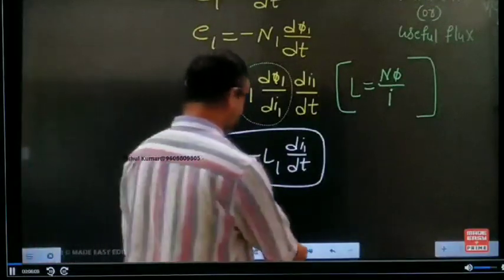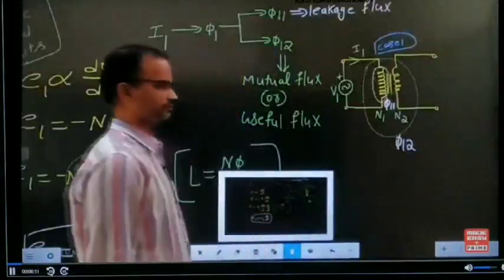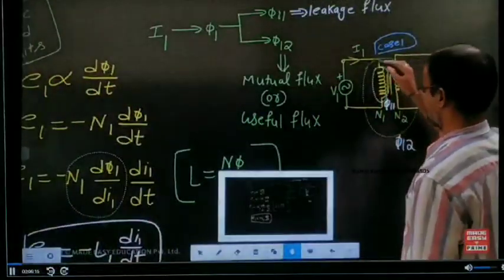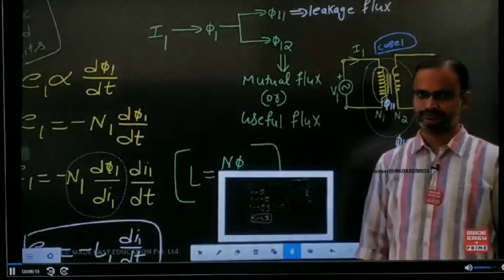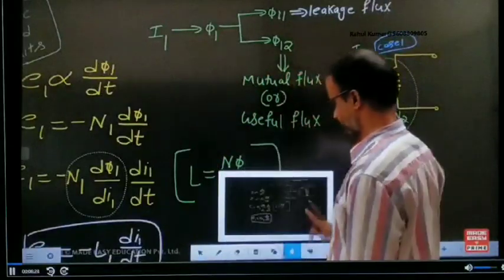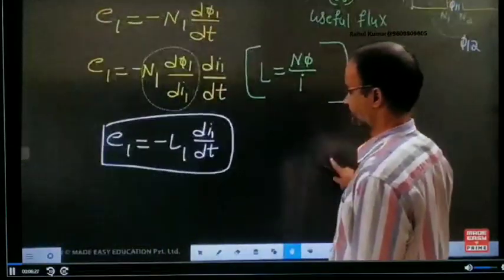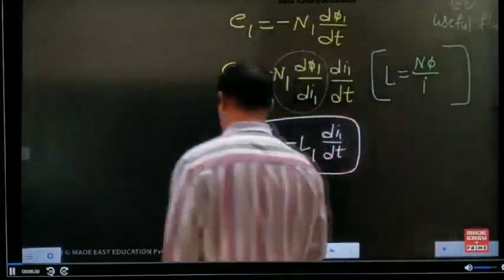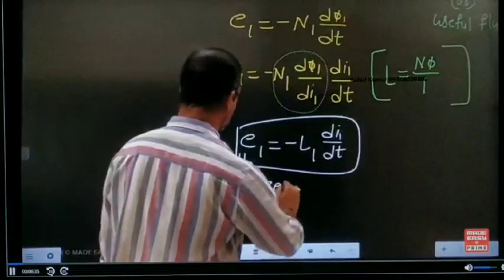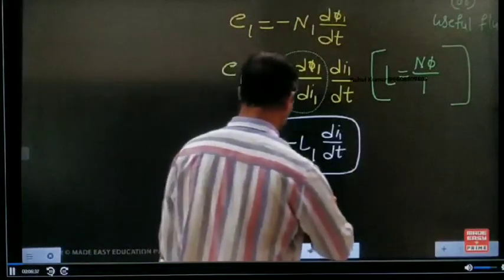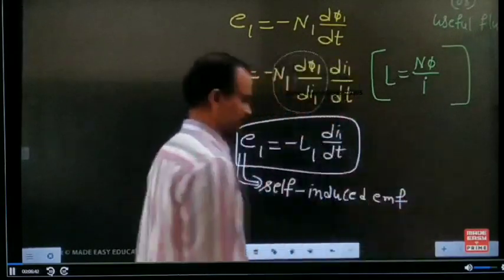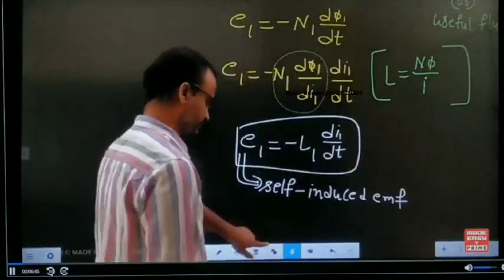In this example, the EMF induced in the first inductor is due to its own flux. The phi1 is produced by which current? The current of the first inductor only. The EMF induced in the first inductor is due to its own flux. Thereby, this E1 is named a self-induced EMF.